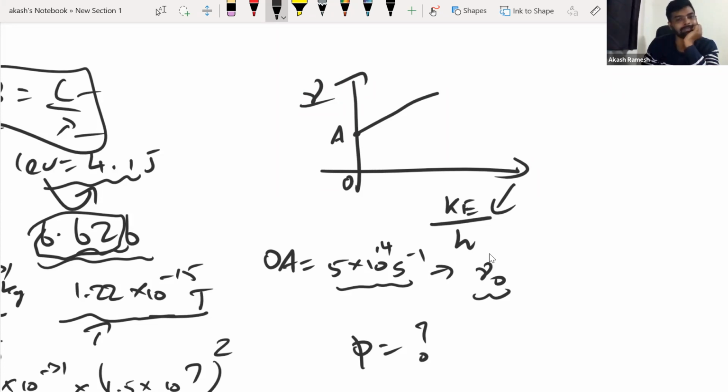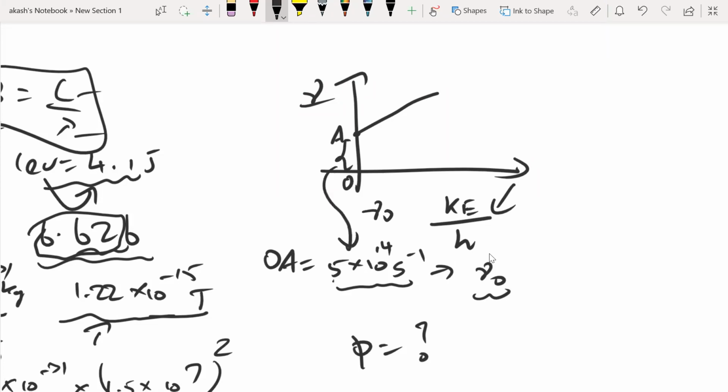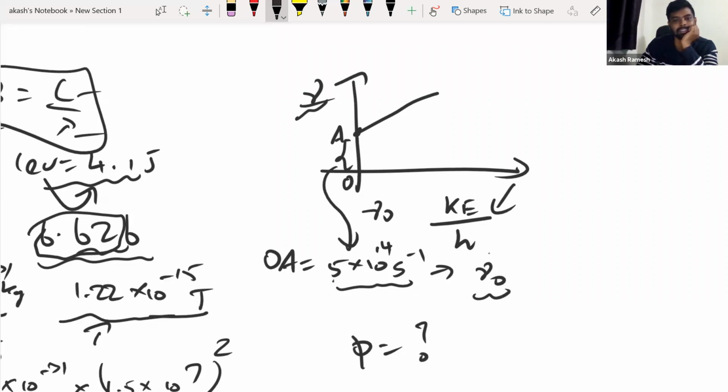Nobody is able to get it from the graph. How is this the OA? Whatever this is here is my threshold frequency. Sir, is it just Planck's constant into OA? No, this is the frequency value. The frequency keeps on increasing, and you have the graph starting at this point, and they're telling that OA is this much. From the graph, you need to understand that this is the threshold frequency. I'm asking you how I said this.